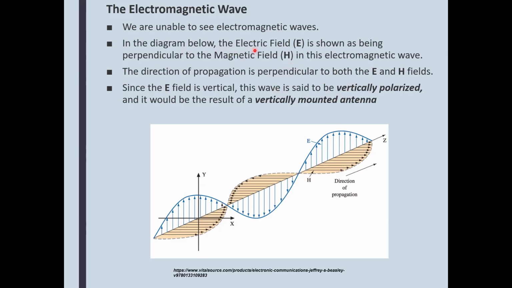Again, in the diagram below, the electric field is perpendicular to the magnetic field in the electromagnetic wave. Interesting. The direction of propagation is perpendicular to both E and H. So this thing goes that way. That's the direction, and it is perpendicular to either this or that, of course. And these two are perpendicular. So everything is perpendicular. It should be called a perpendicularification wave. Oh, electromagnetic wave. Okay.